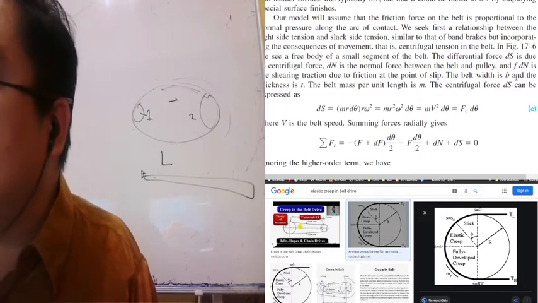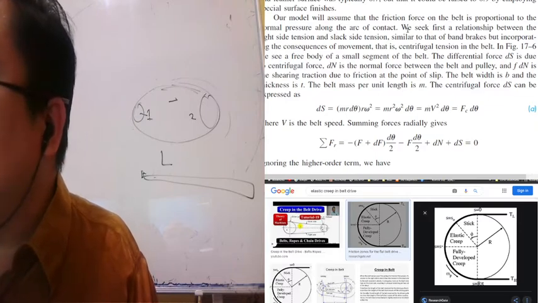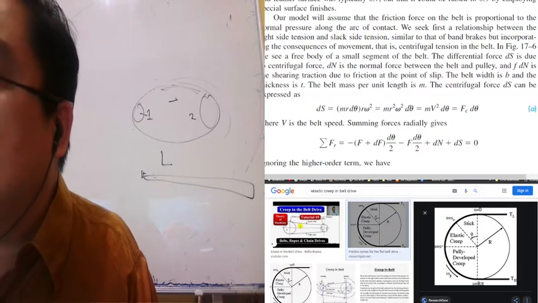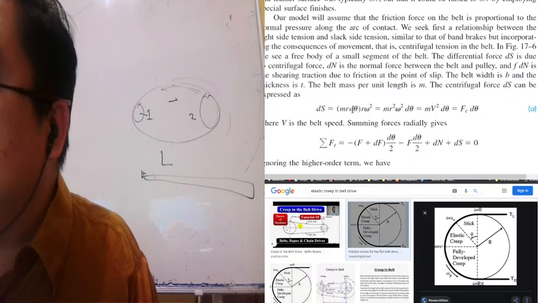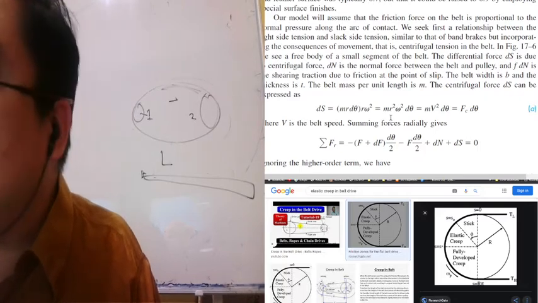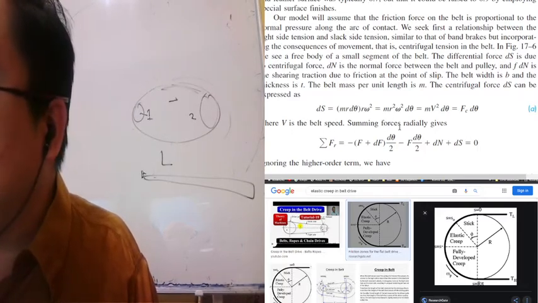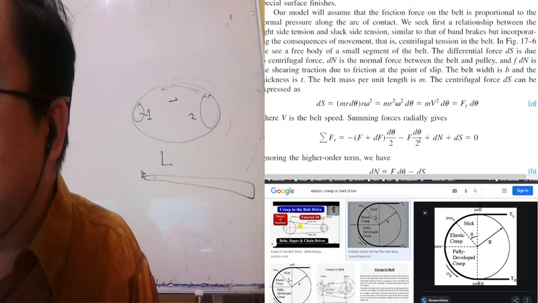The belt weight is b and the thickness is T. The belt mass per unit length is M. Centrifugal force ds can be expressed as ds equal to this equation, with mass, radius, contact angle, and angular velocity, where V is the belt speed. Summing forces readily becomes this equation.